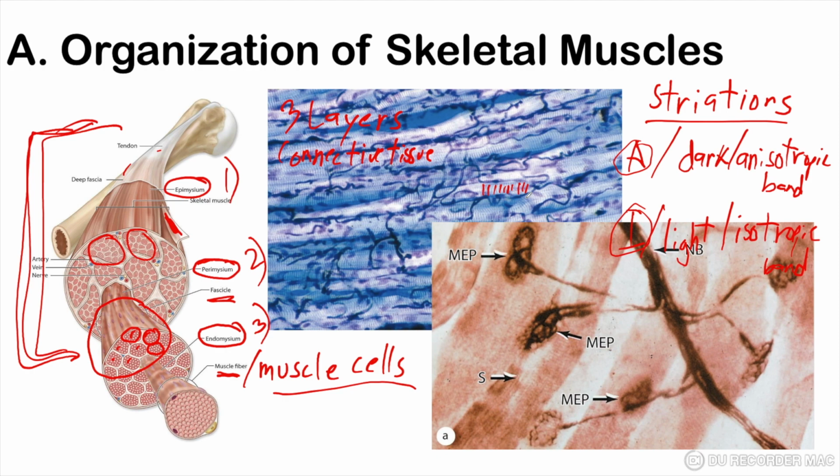But as you can see here, we have what we call MEPs. Your MEPs are your motor entry points. So these motor entry points are essentially intramuscular nerve endings. And as you can see here, this is a nerve bundle. So there's a lot of nerves bundled together, and they branch out and innervate your different muscle fibers right here.